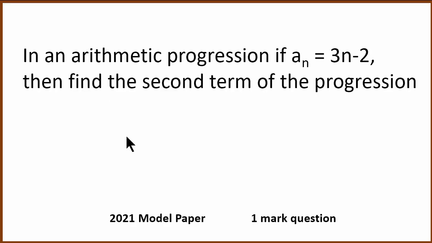Let's look at the 2021 model paper 1-mark question. They've asked, in an arithmetic progression, if a of n equals 3n minus 2, find the second term of the progression. You're supposed to substitute the value 2, which means 3 times 2 minus 2, which is 6 minus 2, which is 4. That's how you're supposed to solve this problem. It's an easy 1-mark question. It's very, very common. Almost every year you get this question.